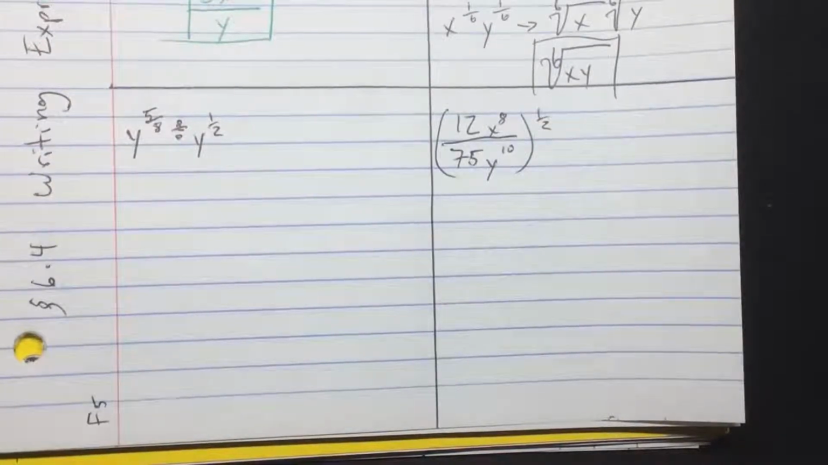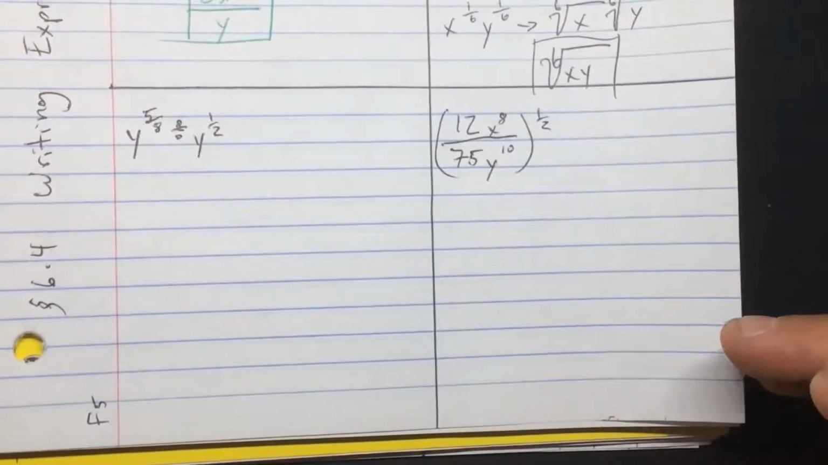This is the last part of Foldable number 5, which just happens to be the last part of section 6.4, writing expressions in the simplest form. I know you're sad, you want more, it's okay, there's more to come in the next section, so let's just get these done.